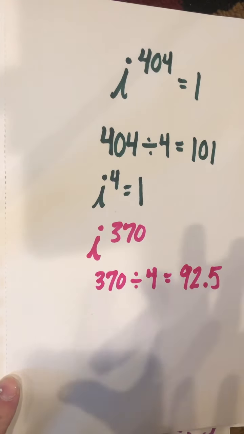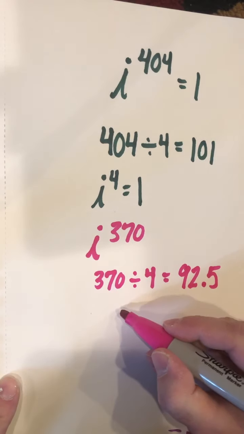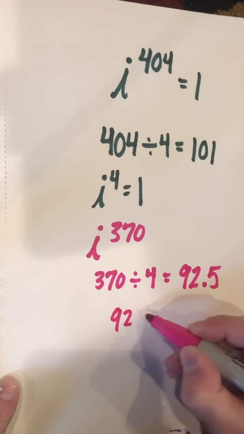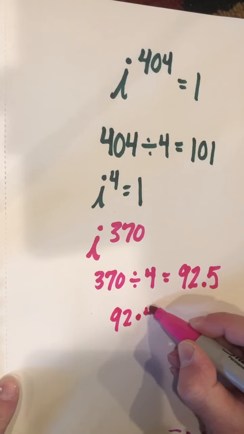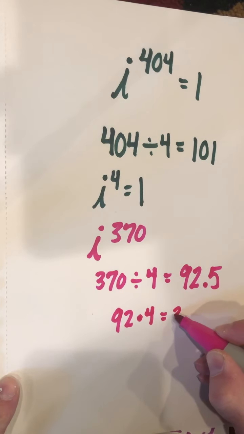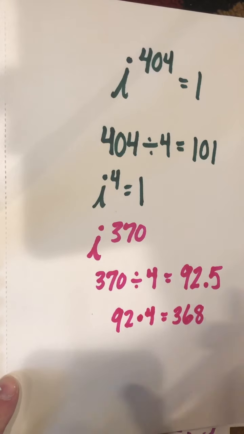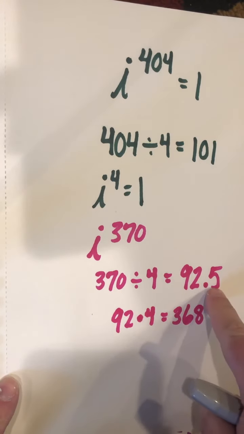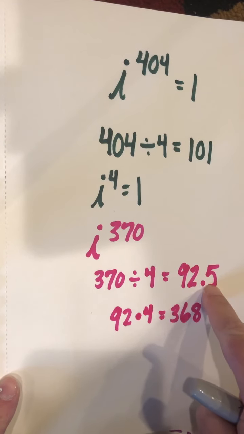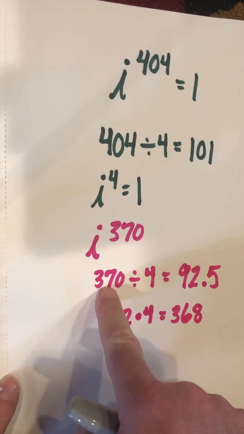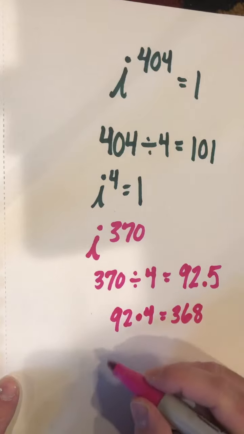So I know that 4 goes into this 92 whole times. So kind of the easiest way to do this would be, okay, well, what is that? 92 times 4 equals 368. Okay, well, what am I left over with then? And you can think of it two ways. You can think of, well, I'm left over with half of 4, or you can just do 370 minus 368.